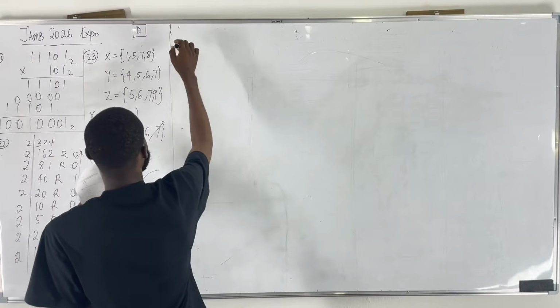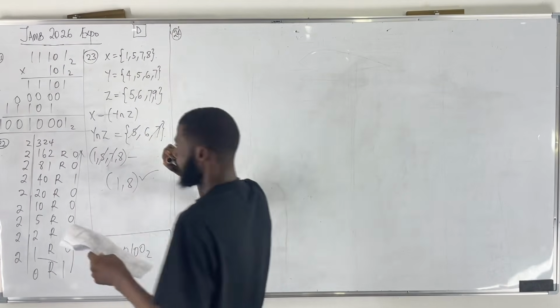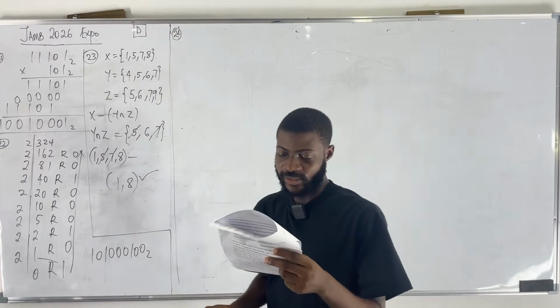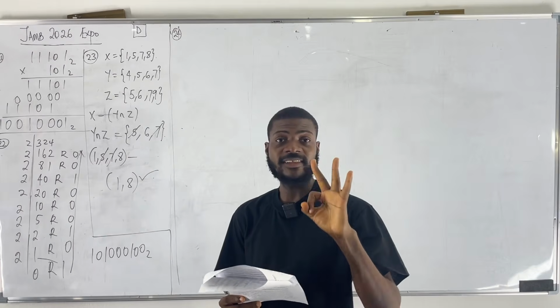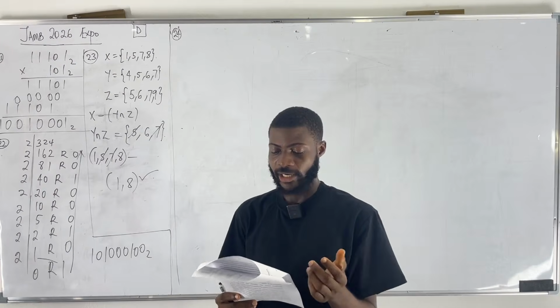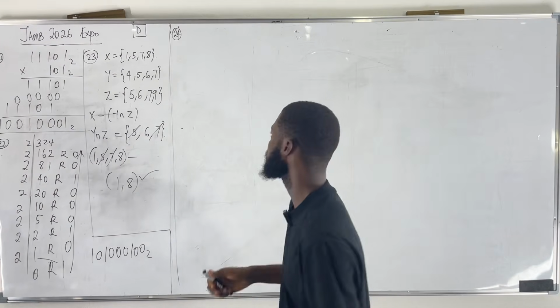Okay, number 24. Now, number 24, to be honest, when I looked at this question, I don't know why JAMB would even think of setting something like this, because it involves 3 circles. So let's draw the Venn diagram. I will try to be very, very fast with it.